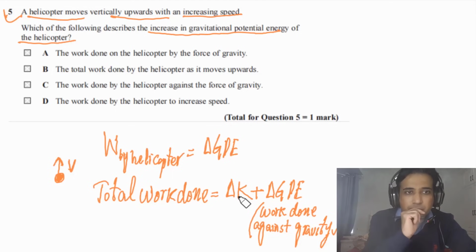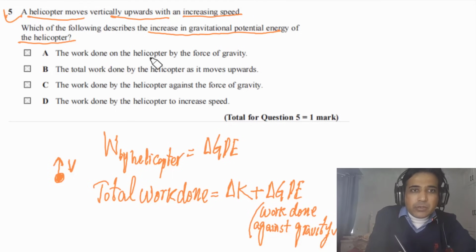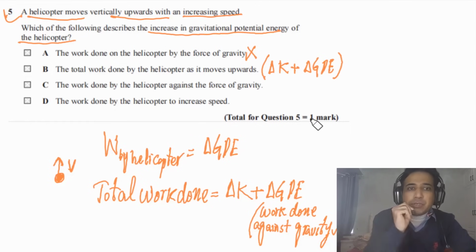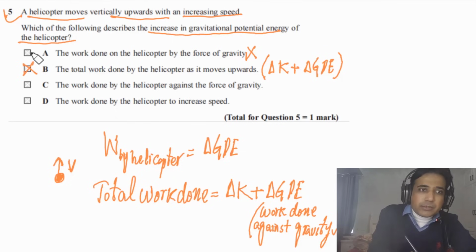So if you look at the given options, the first one is telling us the work done on the helicopter by the force of gravity. No, because work is done by the helicopter, so this option is not true. And also in this case speed is increasing, so this is not true. The total work done by the helicopter as it moves upwards is equal to the change in kinetic energy plus the change in GPE. So this is not only the increase in GPE, so this option is also not correct.